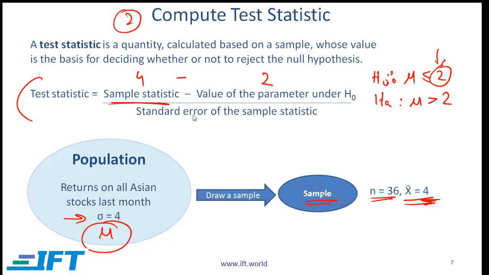So 4 minus 2 divided by the standard error of the sample statistic. We saw this in the earlier reading on sampling. The standard error is given by sigma over root n. In our case, sigma is 4, and root n is root 36, which is 6. So if we do the maths, we get 3. So the test statistic based on these numbers is 3.